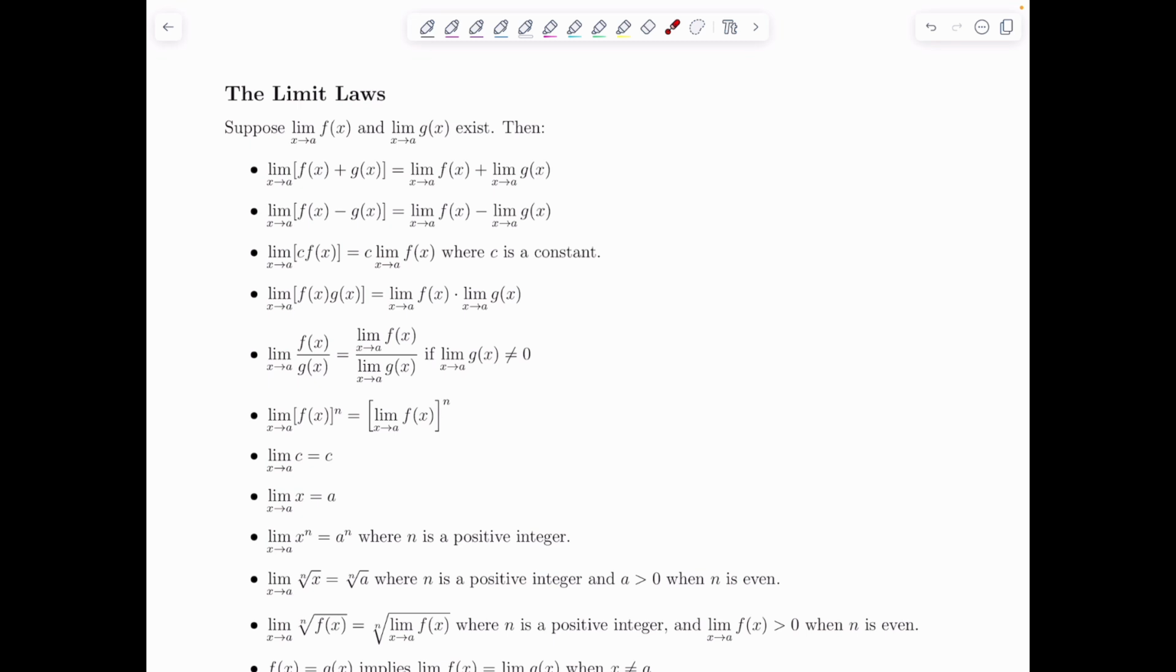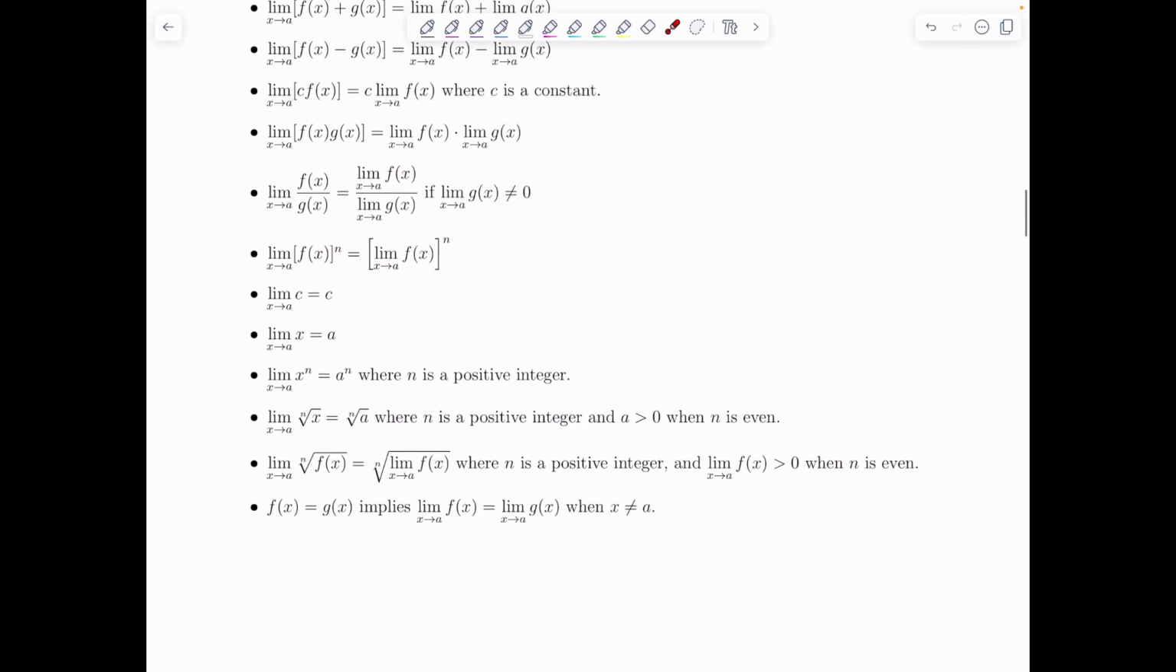The limit of a product of functions is equal to the product of their limits. Same thing for a quotient, just make sure the denominator is not 0. We'll talk about what to do if it is. You can also take the limit of a function raised to some power, pass the limit inside, and then raise all of that to the nth power. The limit of a constant is just equal to that constant c.